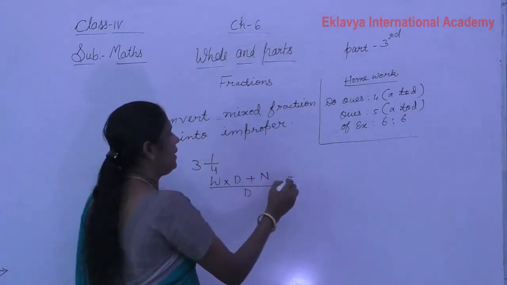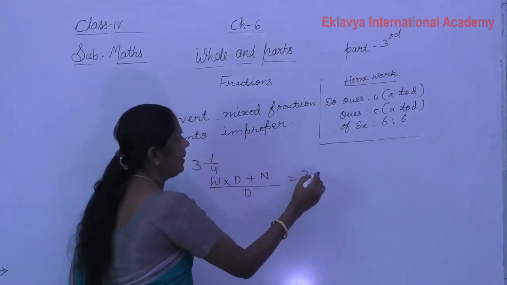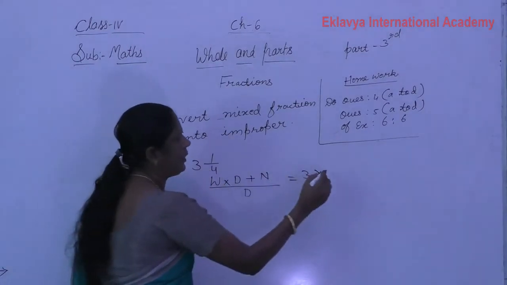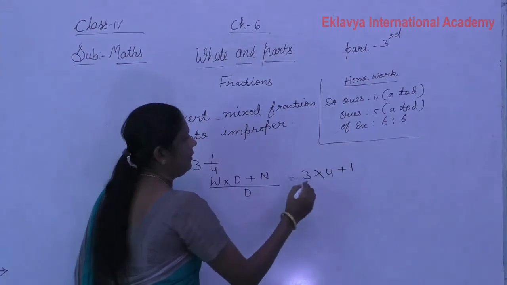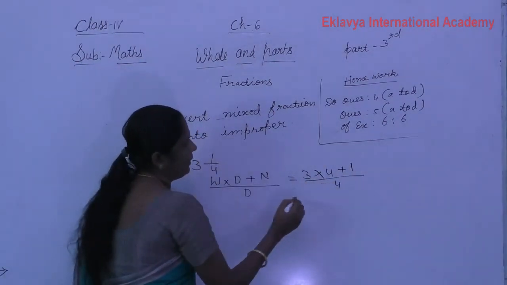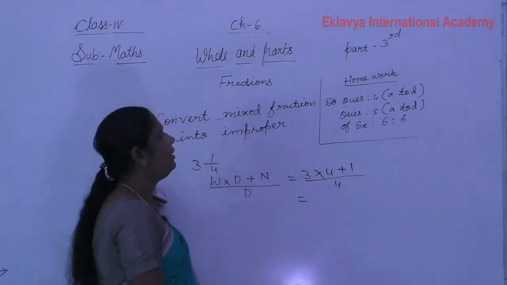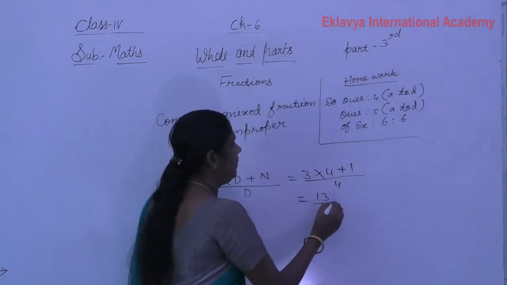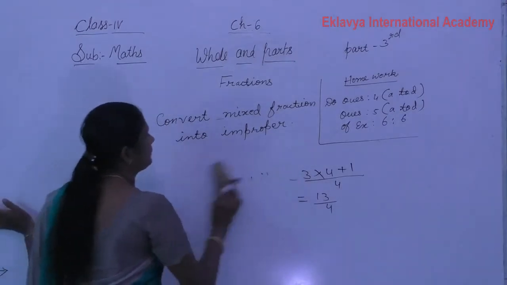What is our whole number? 3 is our whole number. 3 multiply, what is our denominator? 4 is our denominator, plus 1. That is our numerator upon 4. 3 4s are 12, 12 plus 1 is 13, 13 upon 4. Do you understand? One more question.